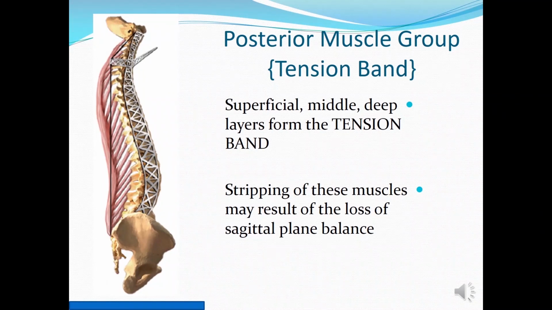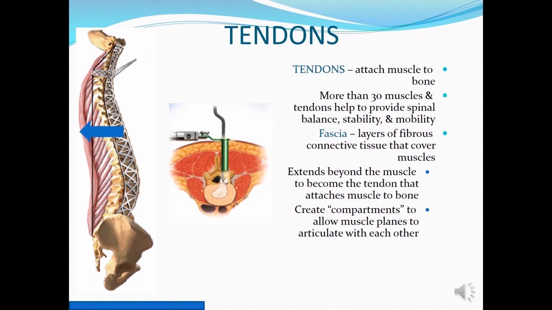The posterior muscle group, which is the dynamic tension band, is composed of superficial, middle, and deep layers, and stripping of these muscles may result in loss of sagittal plane balance. The tendons are part of the restraints that are present in the motion segment, and they are connecting the muscle to the bone.